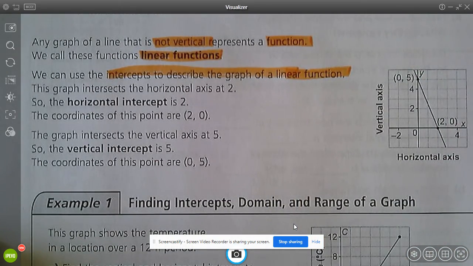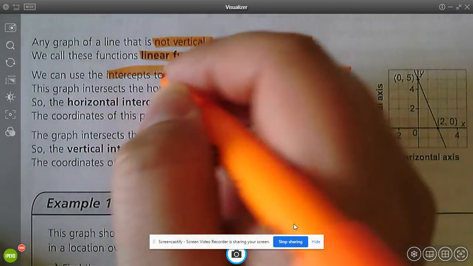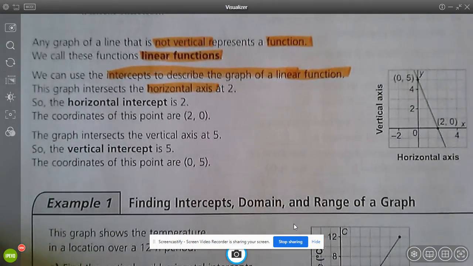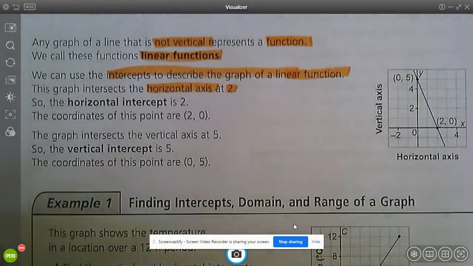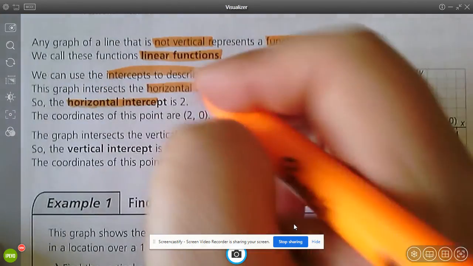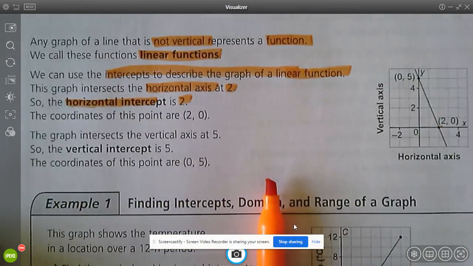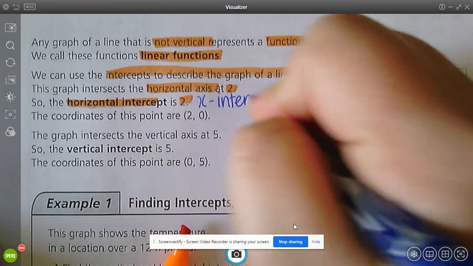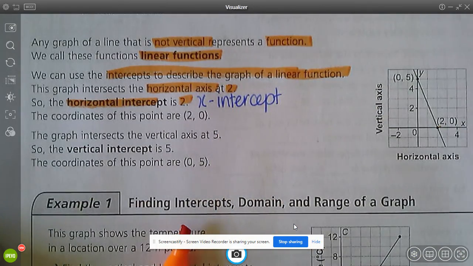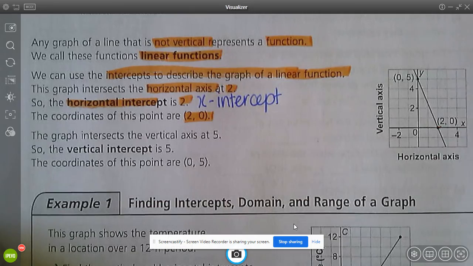So if we take a look at this graph that's shown here in the example, it says this graph intersects the horizontal axes, which is our x-axis, at 2. And we can see right there from that point that yes, it does intersect at 2. So then we could say our horizontal intercept is 2. Sometimes instead of a horizontal intercept, it might also be called an x-intercept. So those terms can be used interchangeably. So either x-intercept or horizontal intercept. So if we look at the coordinates of that point, they are 2 and 0, because our y value would obviously be 0 at that point.